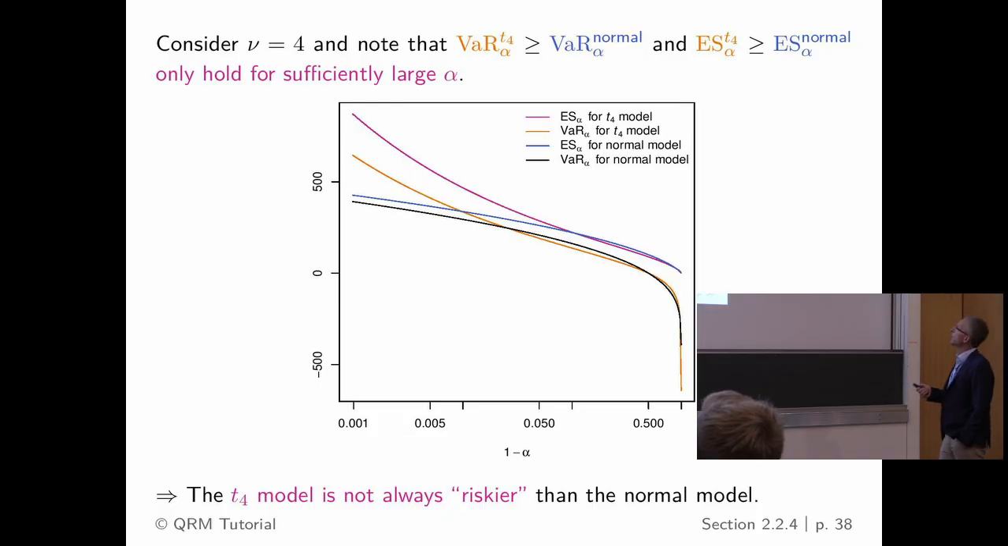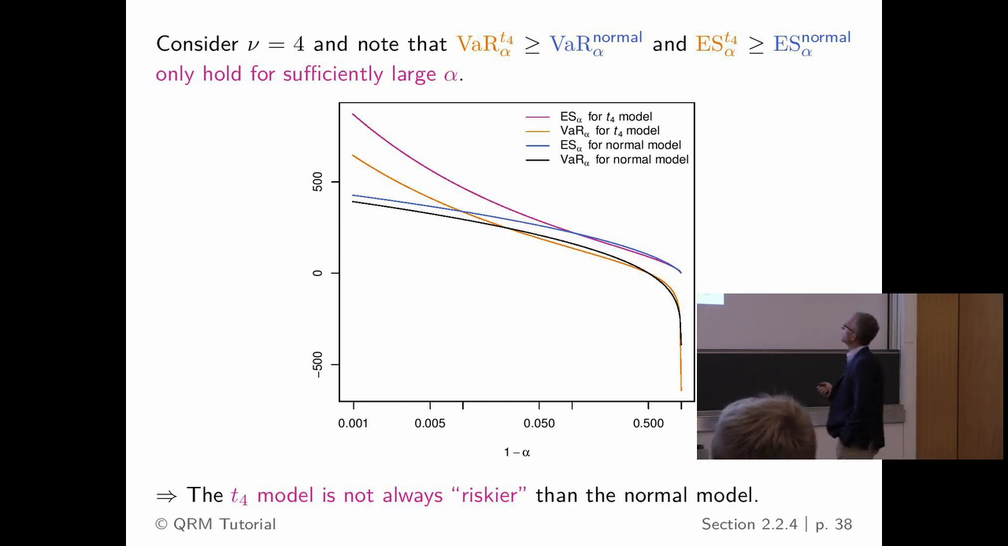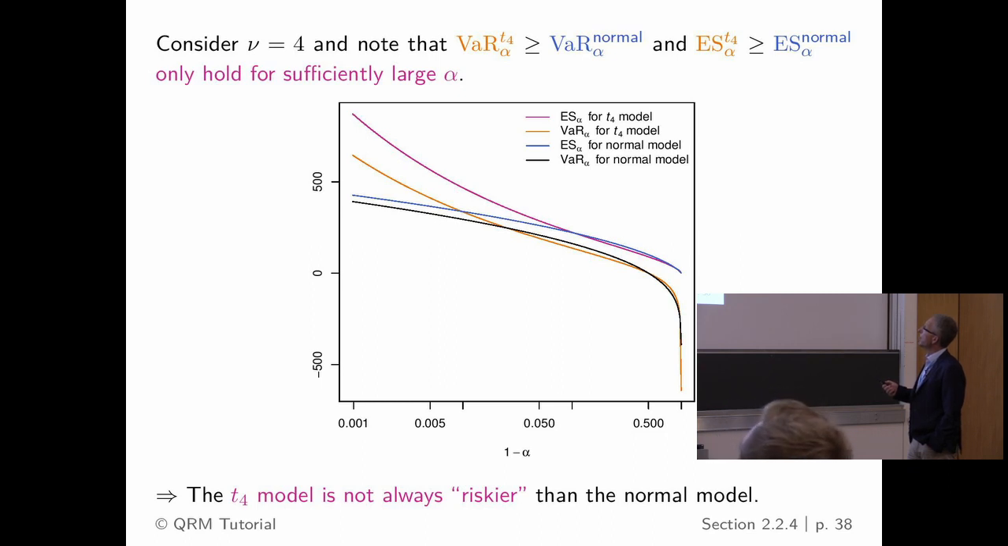Now the orange and the red lines are for the t model. That's the value at risk, and that's the expected shortfall. Again, the expected shortfall is higher than the value at risk. But what is, of course, interesting is to compare the two risk measures across distributions. What we see is that at some point, if you look at value at risk from here on, the value at risk for the t model is higher than the value at risk for the normal model. If you're looking at moderate alpha values, it's the other way around.